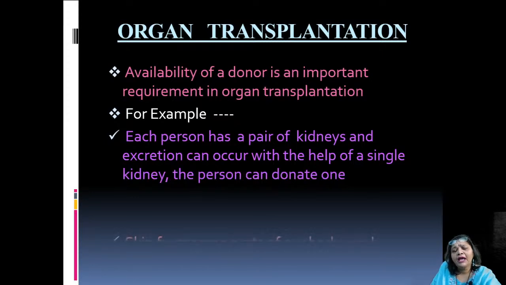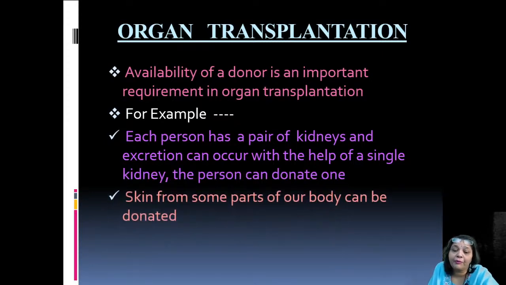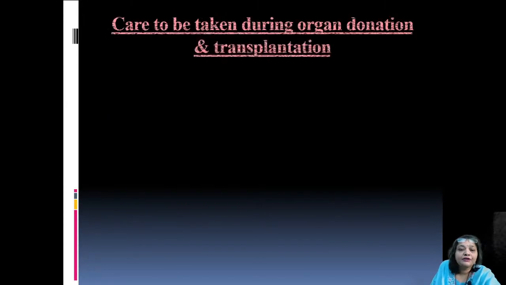The availability of a donor is an important requirement in organ transplantation. For example, each person has a pair of kidneys and excretion can occur with the help of a single kidney. The person can donate one of these kidneys so that the other person, the patient who is devoid of a functional kidney, can utilize it. The skin from some parts of our body can also be donated.